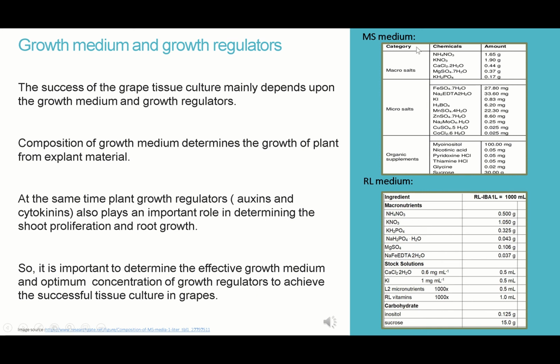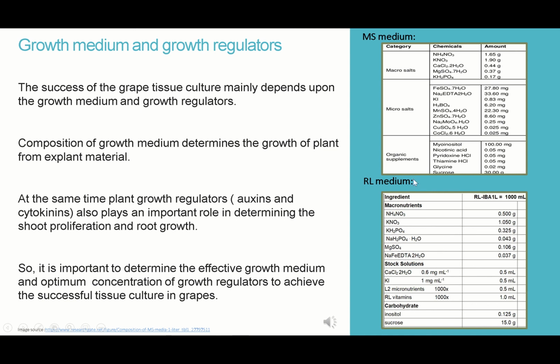This is the amount of salt to be added for preparing 1 liter of solution. This is the salt concentration for MS medium and this is the salt concentration for woody plant medium. Here we can see the amount of ammonium nitrate to be added for 1 liter solution, which is 1.65 gram, and in woody plant medium it is 0.5 gram, and for potassium nitrate it is around 1.9 gram, and for woody plant medium it is around 1.05 gram, and for magnesium sulfate it is 0.37 gram, and for woody plant medium it is 0.106 gram.